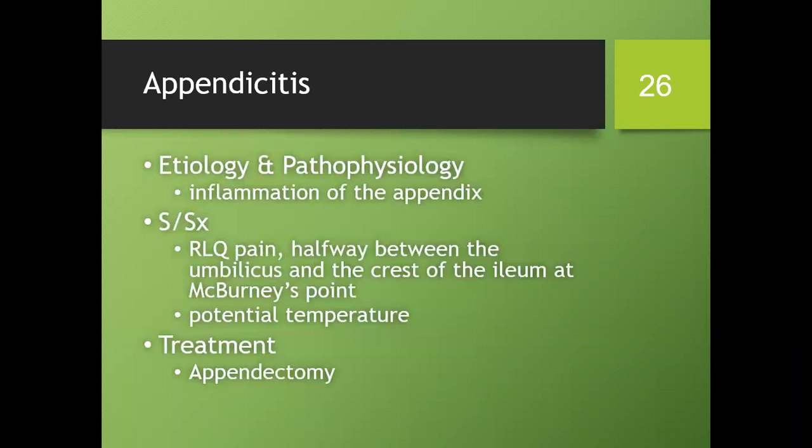Appendicitis, what is it? It's inflammation of the appendix. Something gets caught in there or just has a bad day and decides it's going to act up, right? Right lower quadrant pain is our hallmark sign, halfway between the umbilicus and the crest of the ilium at McBurney's point. These people may have a low-grade temperature, usually just about a degree raised from normal. What do we do? We do an appendectomy. We pull it out. That's the only solution for appendicitis, really. We can give them antibiotics and let them keep it, but why? They don't need it. Let's take it out.